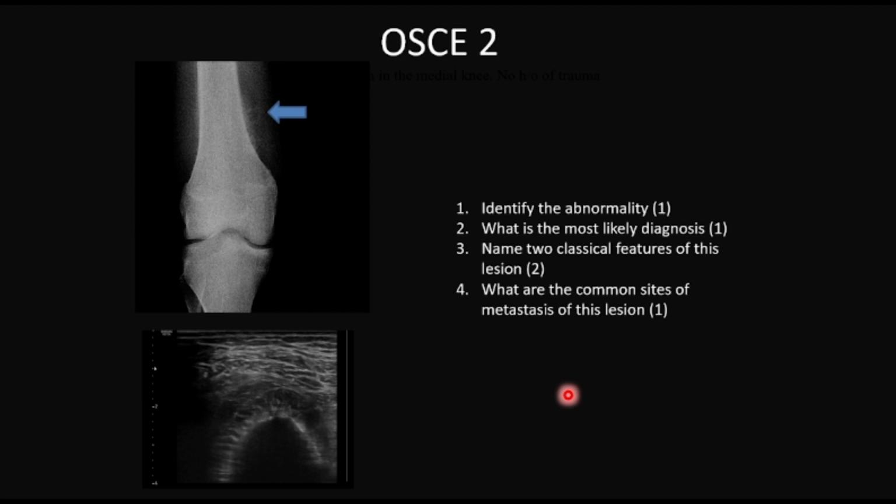Next question we have is the X-ray and ultrasound image of the femur. The site is not mentioned. So what is the abnormality? What is the most likely diagnosis? Name 2 classical features of this lesion, and what are the common sites of metastasis of this lesion? I will give you a minute.